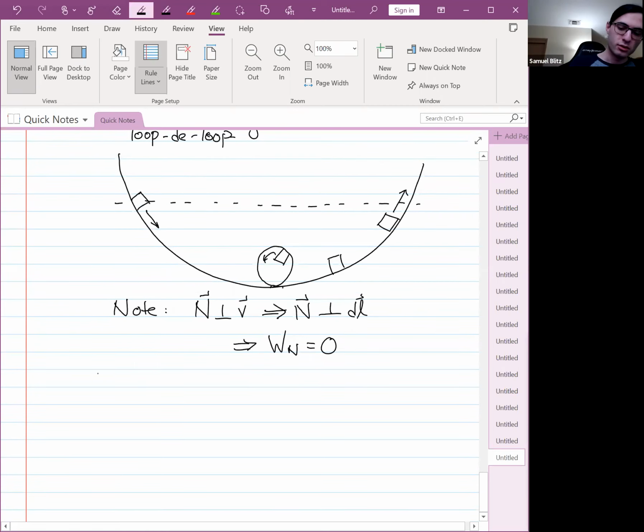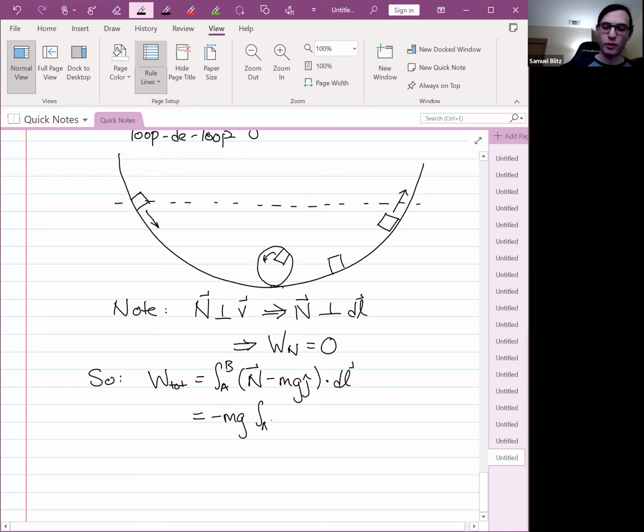So the total work done by the system is an integral from a to b of the normal force, which is a vector, minus, say, mg in the j hat direction, dot dl. We can just ignore that vector because it's always going to give us a dot product of 0. So this would just be, factoring out the minus mg, minus mg times an integral from a to b of j hat dot dl.